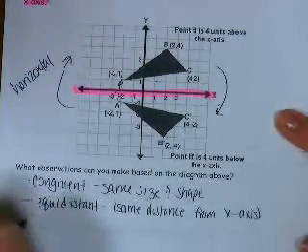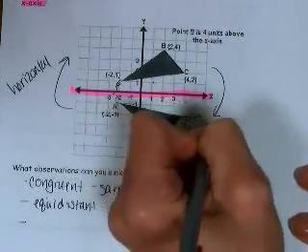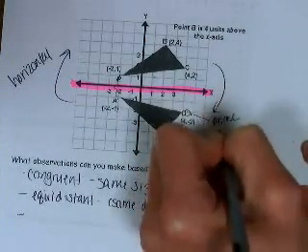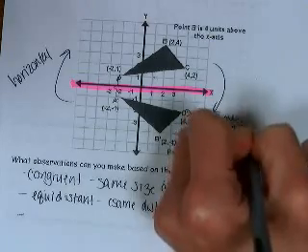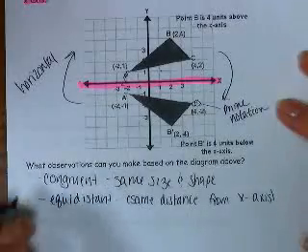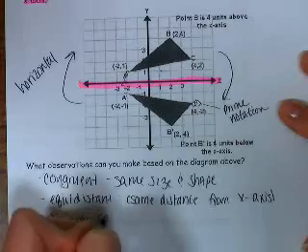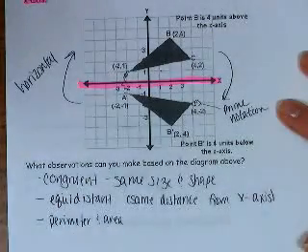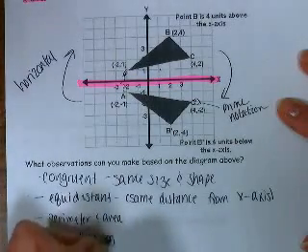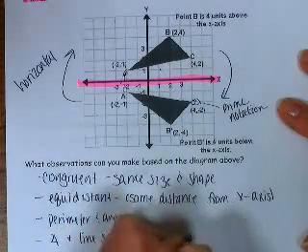And then if I look here, we've got some prime notation. My prime notation is indicating my image. And if they're congruent, the same size and the same shape, that means the perimeter and the area remain the same. The angles and line segments also remain the same measure.